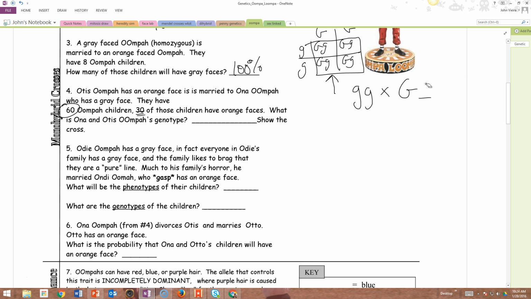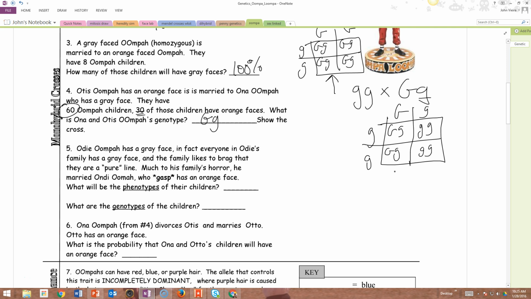So based on their children, we can deduce that she is heterozygous, because you have to have a little g from the dad, and the other parent also has to contribute a little g. So her genotype is going to be big G, little g. And if you do the cross, which it asks you to do, you'll notice here's Otis, here's Ona, gray, gray, and here's your orange kids, 50-50. 50%, 50%.